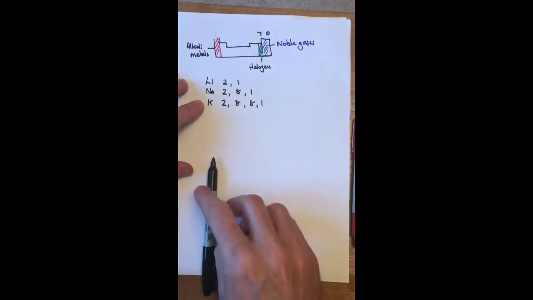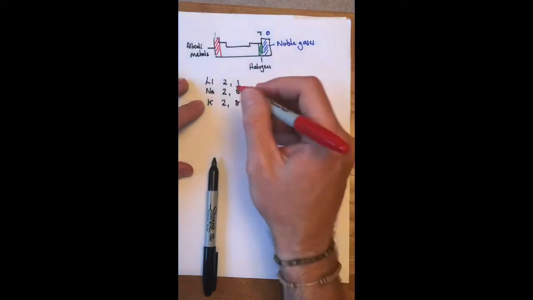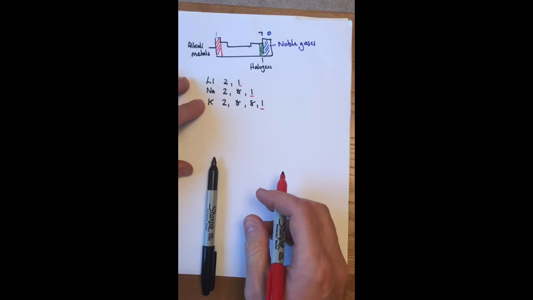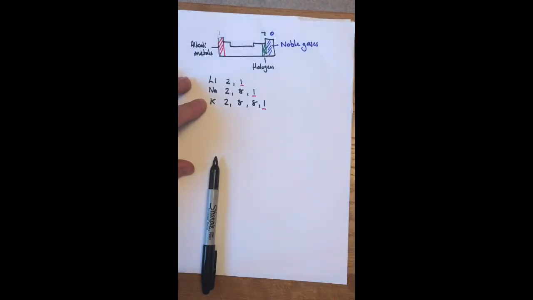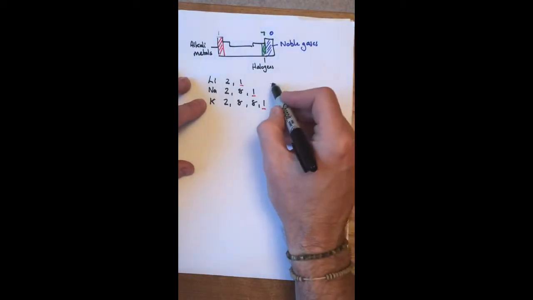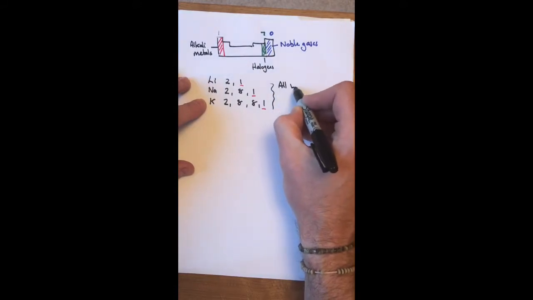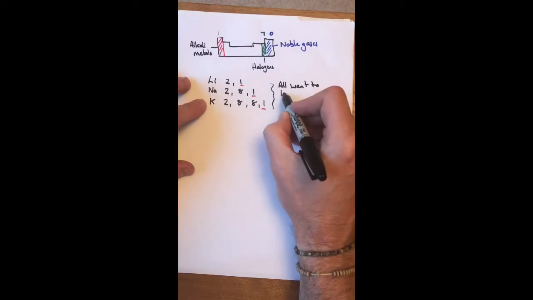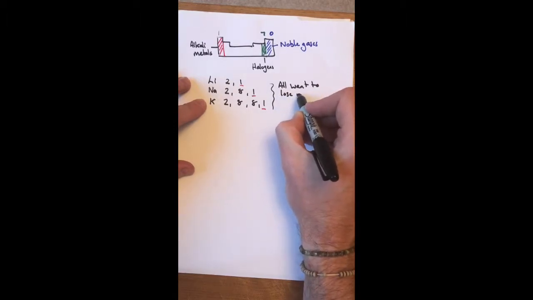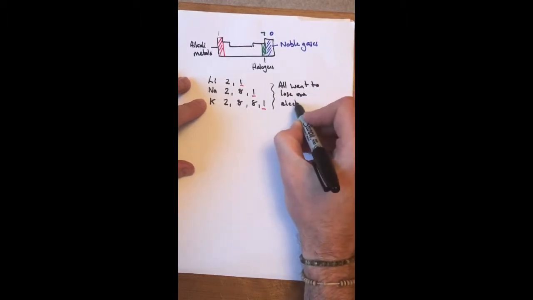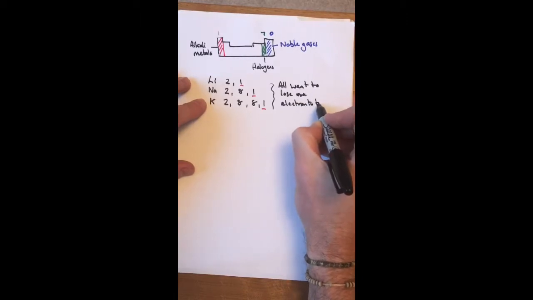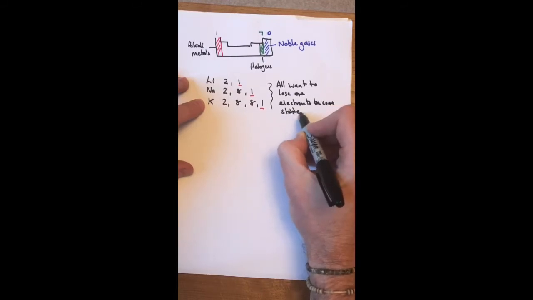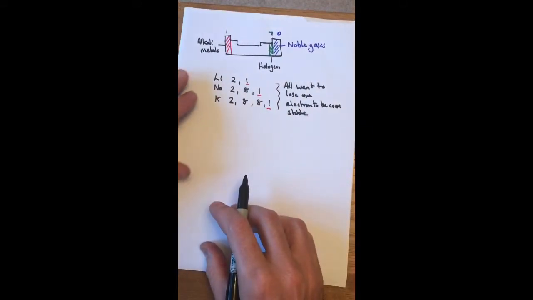So you can see from this, they're all in group 1, and they're all in group 1 because they have got 1 electron in their outer energy level. And that means that during a chemical reaction, these all want to lose that outer electron to become stable. So all want to lose 1 electron to become stable. So that's what they're going to try and do when they react.